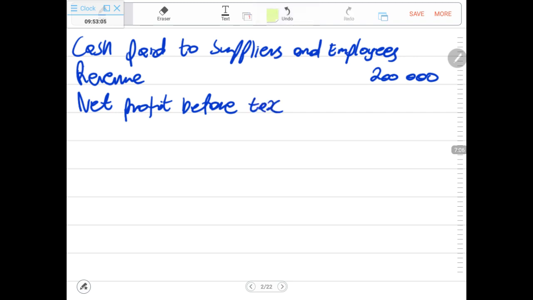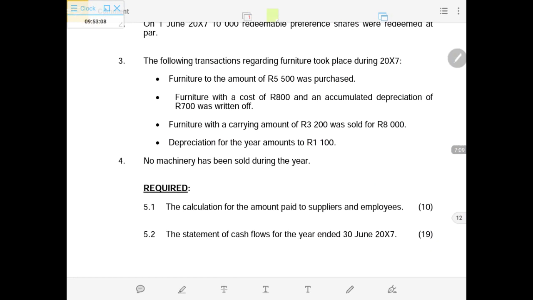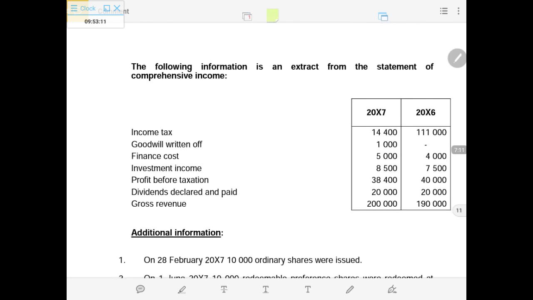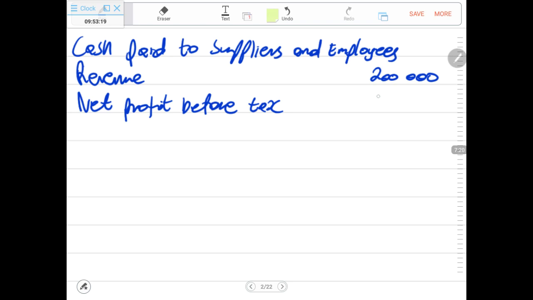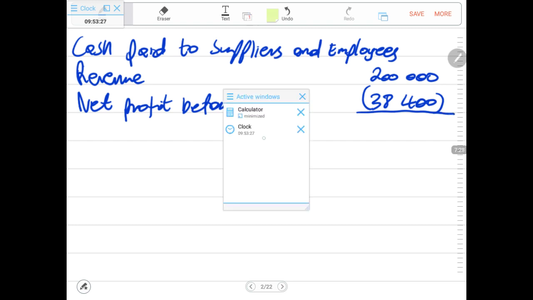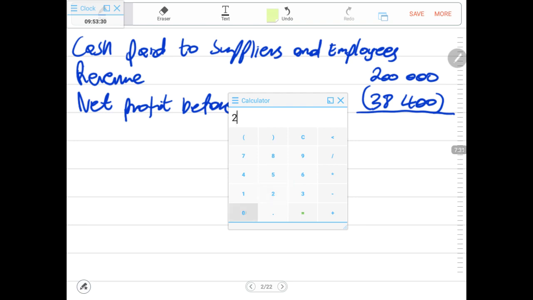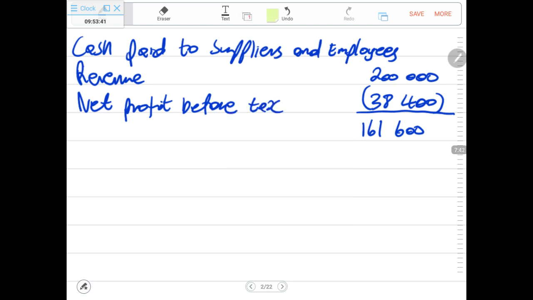And our net profit before tax was provided in our information, which was extracted from the statement of comprehensive income. Net profit before tax is 38,400 rands. Now, after we have deducted this, it will give us the difference. 200,000 rands minus 38,400 gives us 161,600. And we call this net expenses and cost of sales.